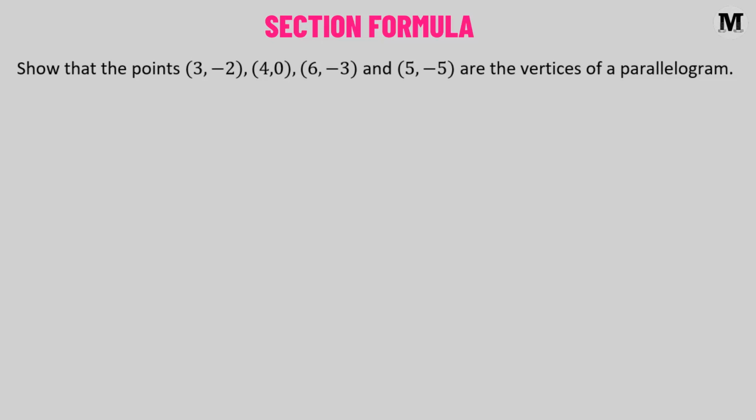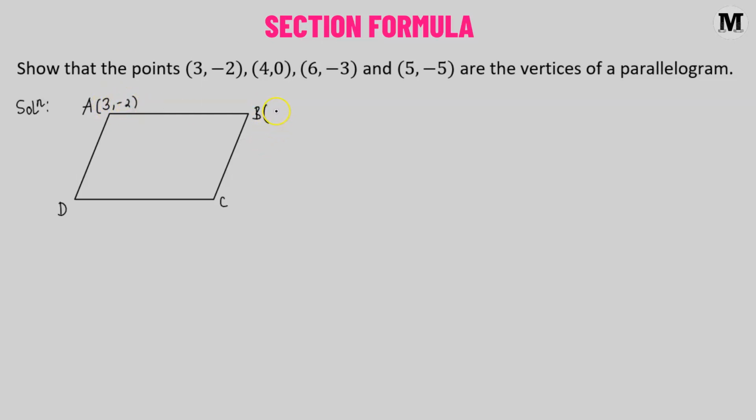So here we need to show that the following 4 points are the vertices of a parallelogram. Let us begin. We begin by considering a quadrilateral with vertices A, B, C, and D. Let the coordinates of the vertex A be (3, -2).